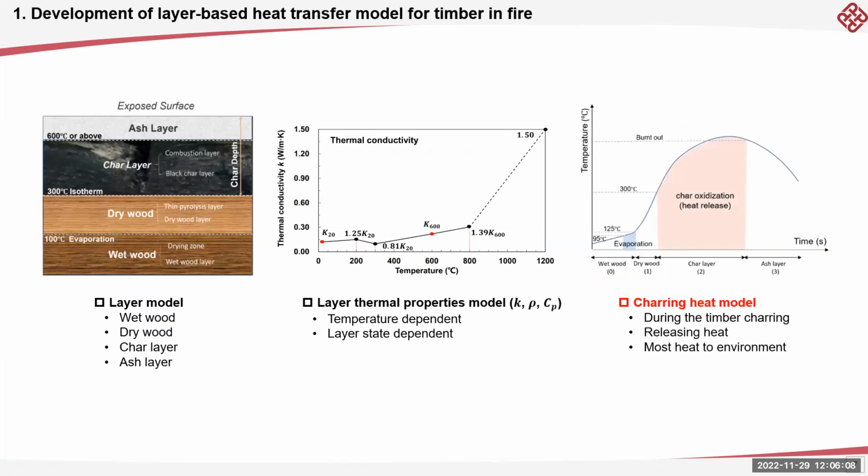As for layer-based heat transfer models, it has three sub-models. The first one is the layer model. It divides the timber section into 4 layers: white wood, dry wood, char layer, and ash layer with specific conditions. And the second one is the layer thermal property model for conductivity, density, and specific heat. It is a temperature dependent and layer state dependent model. And the last one, which is the most important contribution of this work, is the charring heat model.